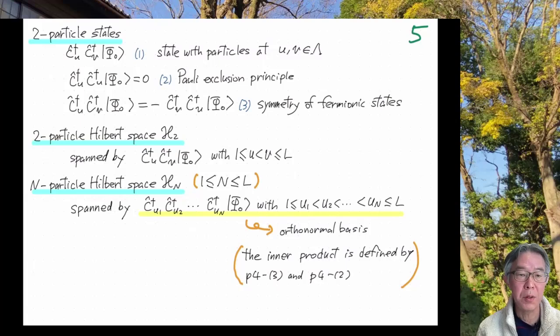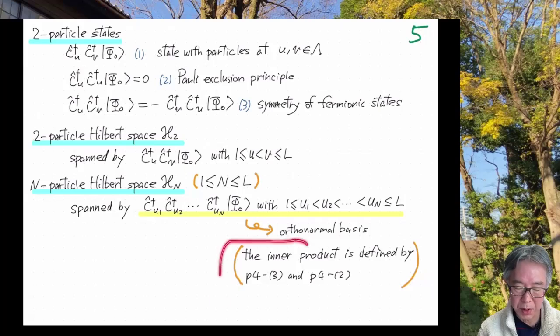Okay, and so the two particle Hilbert space H2 is spanned by all these things, but you don't want to double count, so it's clever to order them like this. Okay, then this exhausts all possible states. And the same for n particle Hilbert space. N is a fixed particle number, and it should be between 1 and L. And then this Hilbert space is spanned by these states, where again we order these U's like this, and you can compute inner product in this space.